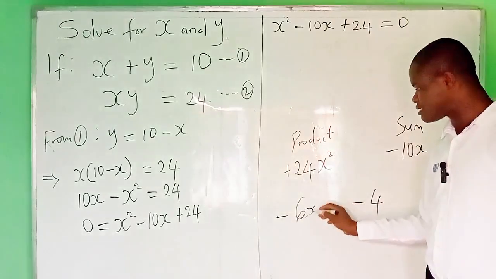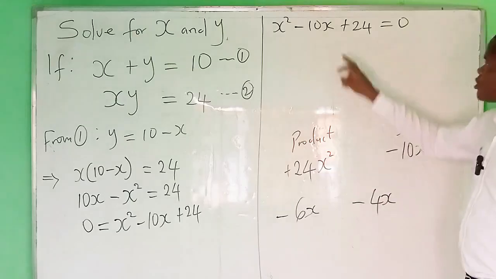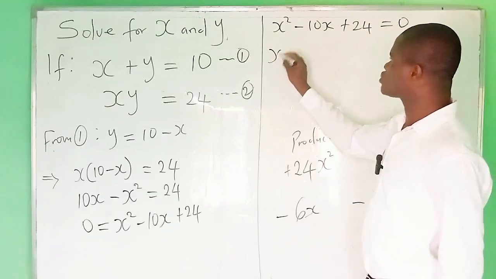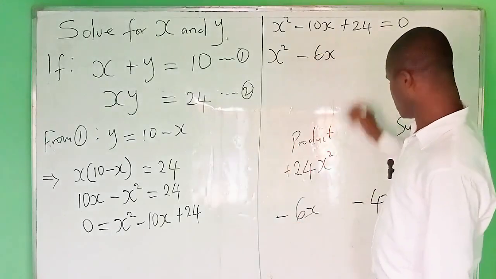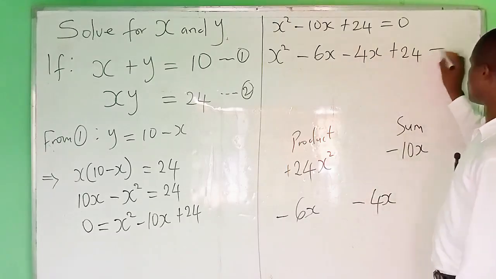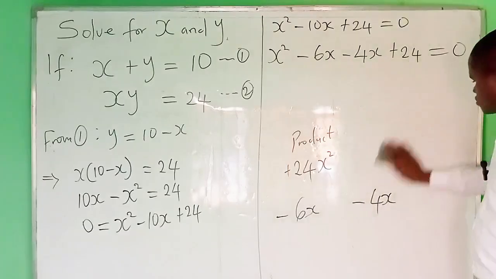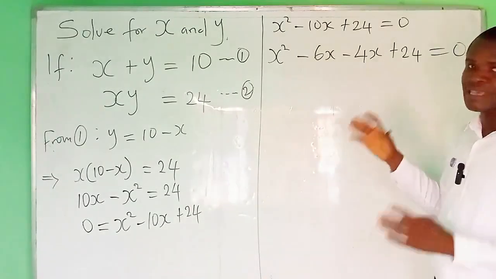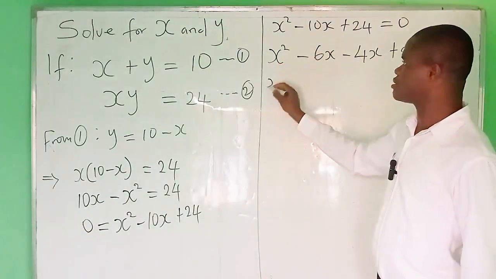So the next thing is to attach x here, attach x here. So I'm going to replace this middle term here with the whole of this. And this becomes x squared minus 6x minus 4x plus 24 equal to 0. So factorizing this in pairs, what is common between here and here is x.